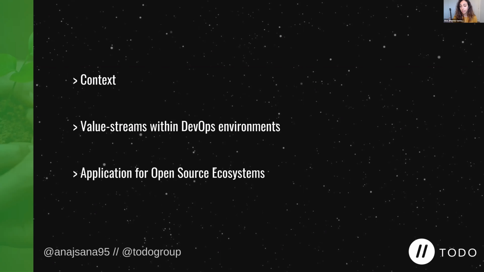I also want to say that I'm not a DevOps expert. I'm not into Agile either. So if at some point I say something wrong, please correct me. This is a talk, of course, but everyone here is to learn from each other. So feel free to correct me and ask questions. And then once finishing this, I would like to share one of the many ways these value streams can be applied for open source ecosystems.